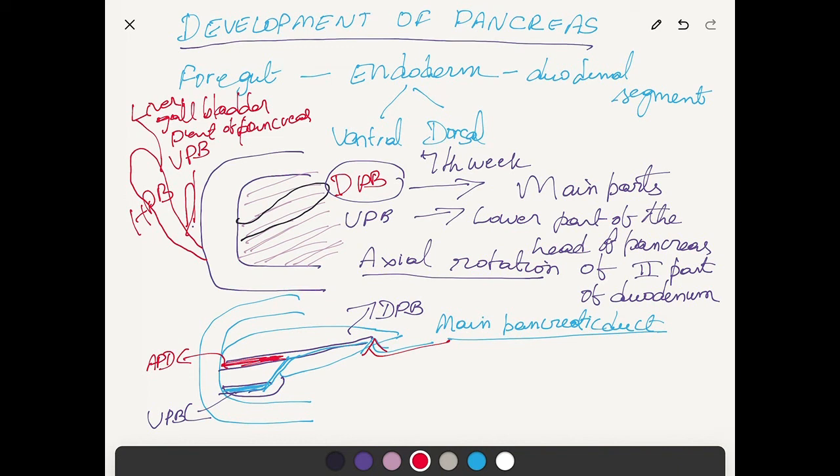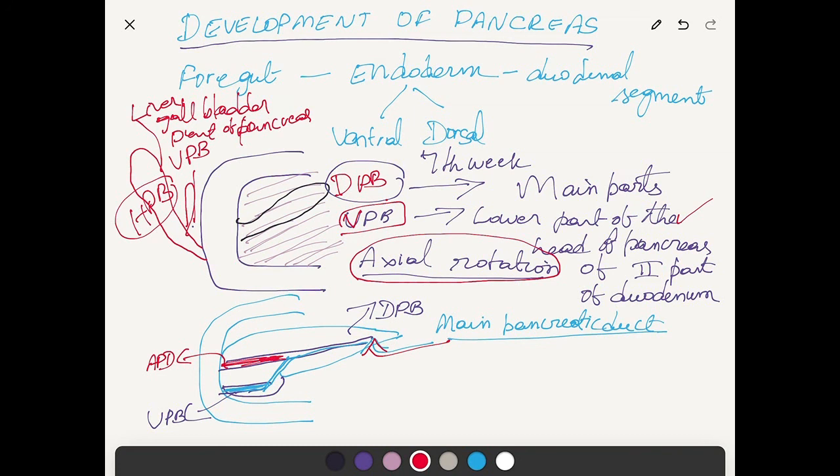The pancreas develops by two buds, the dorsal pancreatic bud and the ventral pancreatic bud, in the 7th week of intra-embryonic life. The ventral pancreatic bud is a part of the hepatopancreatic bud. Mainly the pancreas, except the lower part of the head, is from the dorsal pancreatic bud. Only the ventral pancreatic bud gives rise to the lower part of the head of the pancreas, including the uncinate process. The two parts fuse by the axial rotation of the second part of the duodenum.